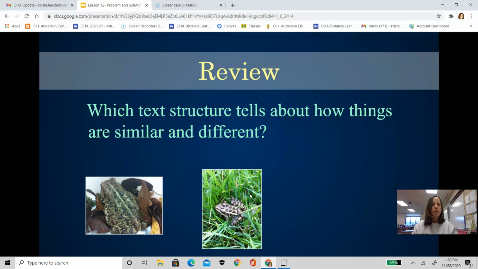Okay, so boys and girls, we took some time to introduce a new text structure, and that's problem and solution. We're going to spend a little bit of time reviewing a couple of the text structures we've learned already. So which text structure tells about how things are similar and different? Do you remember? If you answered compare and contrast, you are correct. Good job.